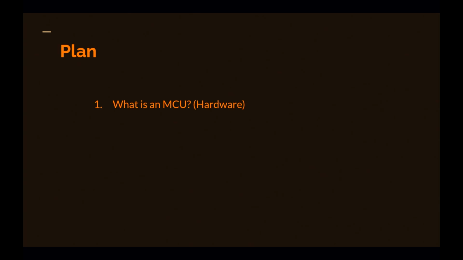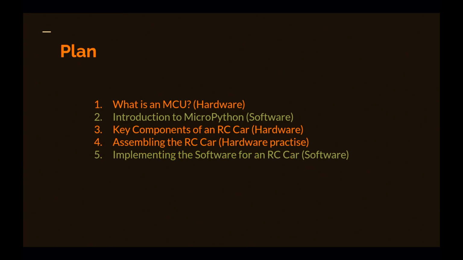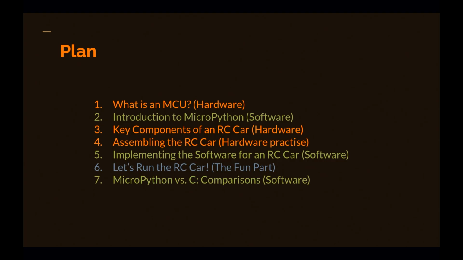So our plan for today is the following. We will talk about microcontrollers and understand what that means. That's mostly related to the hardware. Then we will make a short introduction to MicroPython. That's more of a software topic. Then we will go back to the hardware and overview the key components that we need to build a remote control car. Then I will show some pictures of how I assembled it. Then we will go through the software of the remote control car, and then I will show it. And the last bonus part is a comparison of MicroPython and C code.